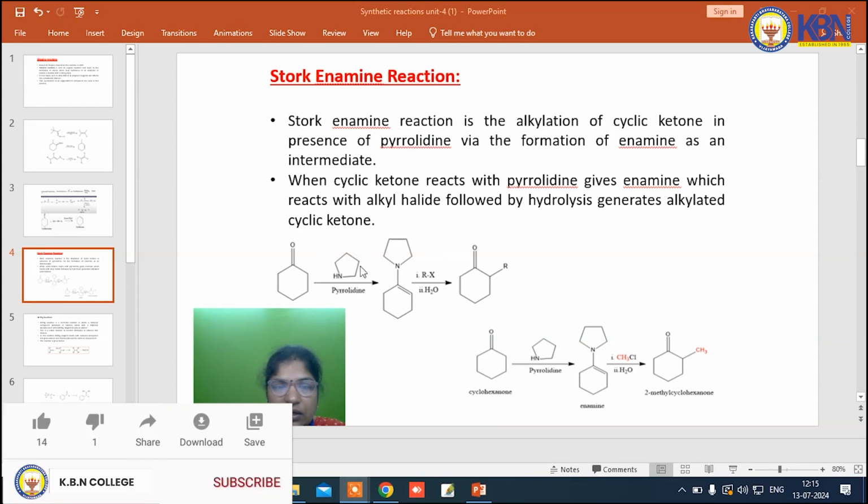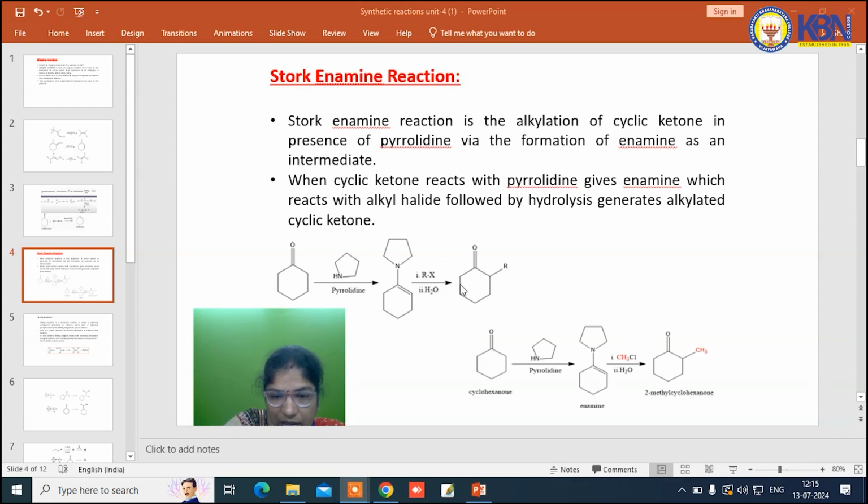Cyclic ketones on treatment with pyrrolidine give the simple enamine, which on alkylation with alkyl halides and further hydrolysis gives the substituted cyclic ketones. Here, cyclohexanone on treatment with pyrrolidine gives the simple enamine as the intermediate. This on treatment with methyl chloride gives the substituted cyclic ketone.